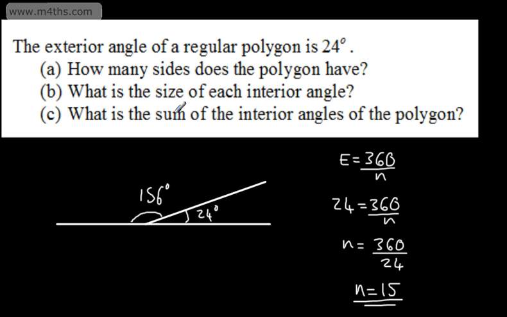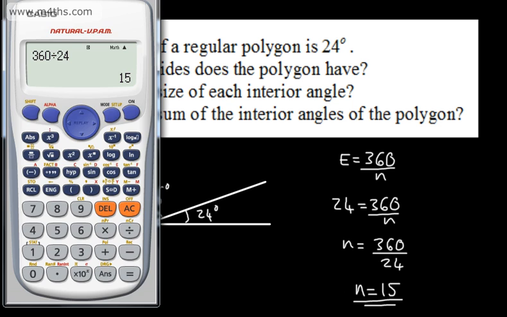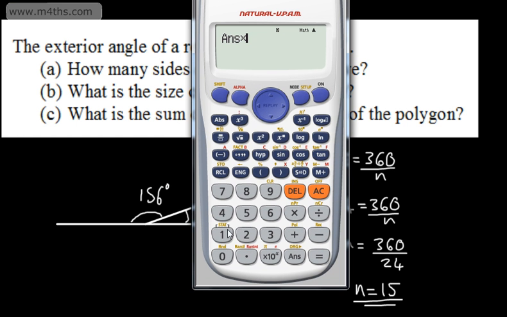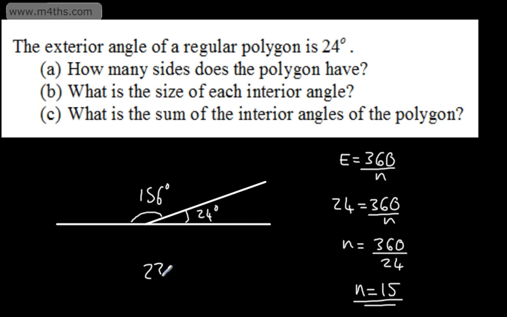156. What's the sum of the interior angles? Well, we've got 15 times by that. So if we go ahead and do that, all we need to do is 15 multiplied by our value, which is going to be 156, and that will give us the sum of the interior angles. 2340. So 2340, and that is the sum.